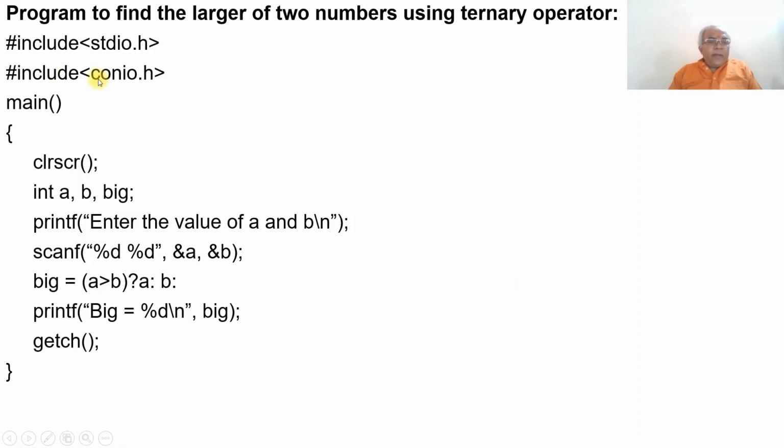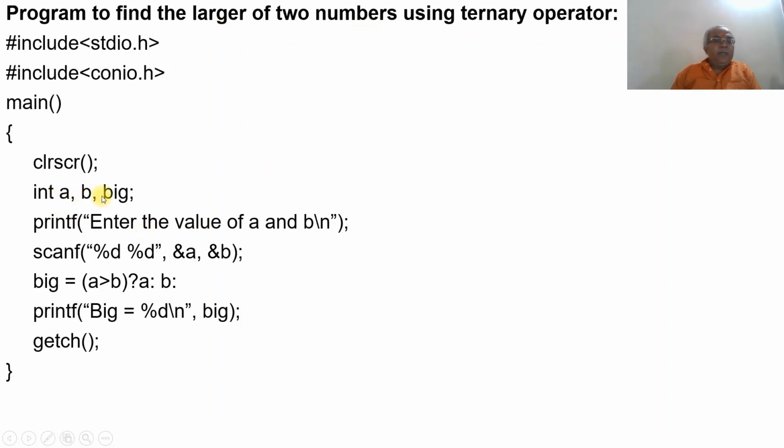Now we will have a small program to find the larger number of two numbers using the ternary operator. So to do that, we have hash include stdio.h, hash include conio.h. Then we enter the main program, open the parenthesis, clear screen. We have two variables, and one is bigger. That is the one you need to identify: the larger of the two numbers, that means the bigger of the two numbers.